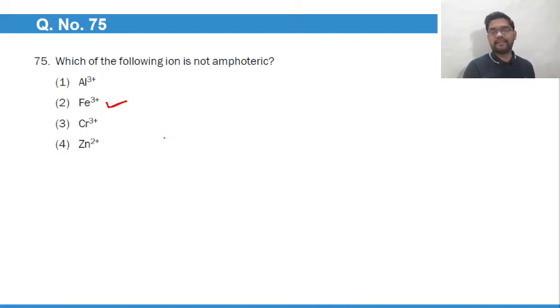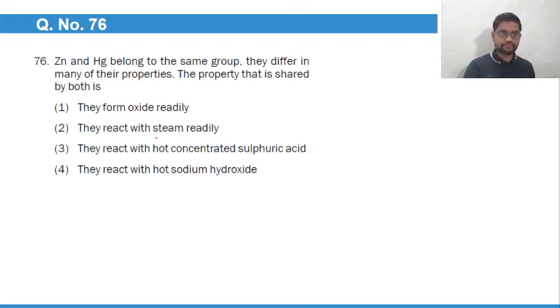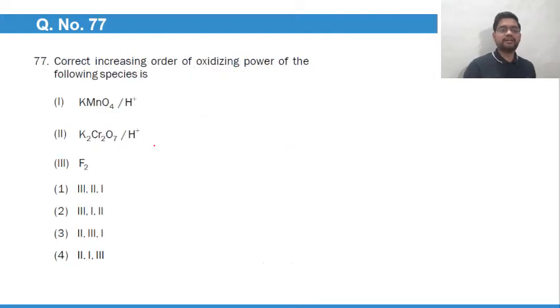All the ions of Fe, that is nothing but iron ions, are basic in nature. So that will be the best answer. 76. Zinc and mercury belong to the same group. They differ in many of the properties. The property that has been shared by both of them is they can form oxide readily. That is a property that they share in common. 76, option number 1.